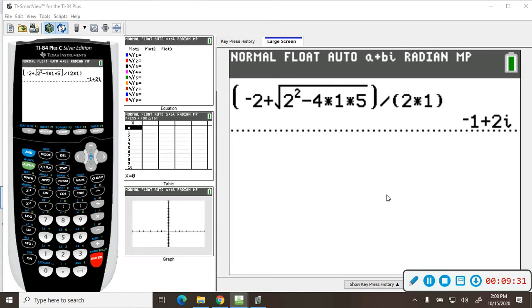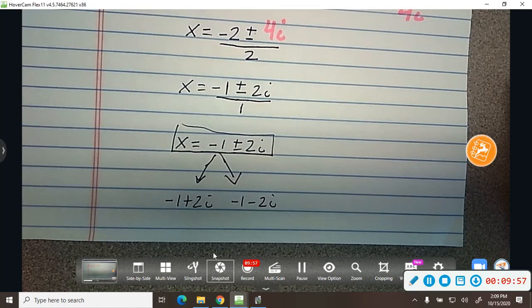Now on your calculator, if this is a perfect square, which ours is a perfect square, it's 16. We know this is 16. Now if it's not a perfect square, it's going to spit out a decimal, which I am not okay with. But because this works out to be 16, you could type it in. Notice I put the numerator in parentheses, and I put the denominator in parentheses, and I got negative 1 plus 2i.